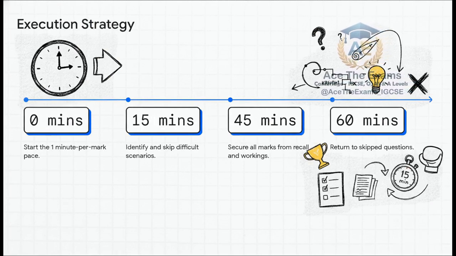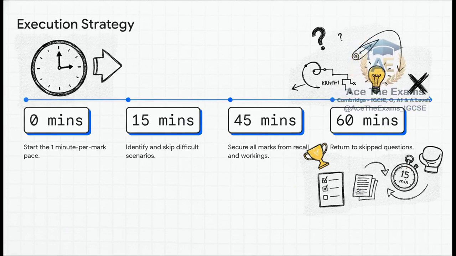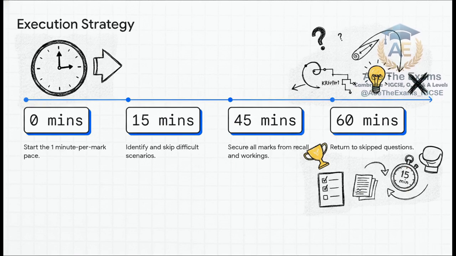You must follow this timeline strictly. At minute 0, you start that 1 minute per mark pace immediately. By minute 15, you should be scanning and identifying unexpected, difficult scenarios, maybe a weird projectile motion question or a super complex Kirchhoff's law circuit, and you aggressively skip them. Do not let them ruin your momentum or your confidence. By minute 45, you must have secured all the easy marks from basic recall questions and written down all your calculation workings for partial credit.